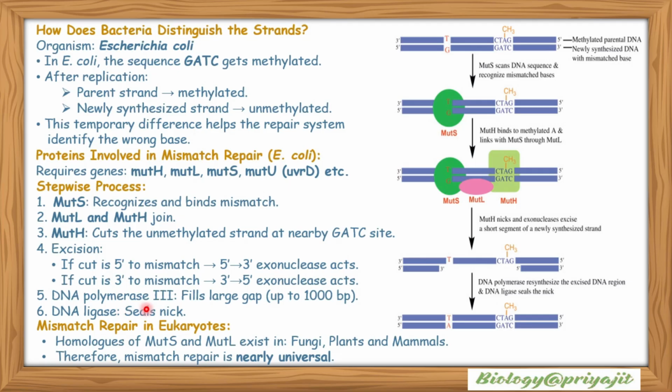Mismatch repair in eukaryotes: we know that homologs of MutS and MutL exist in fungi, plants, and mammals. Therefore, mismatch repair is nearly universal in all organisms. So this is the basic process where the mismatch repair system is shown.